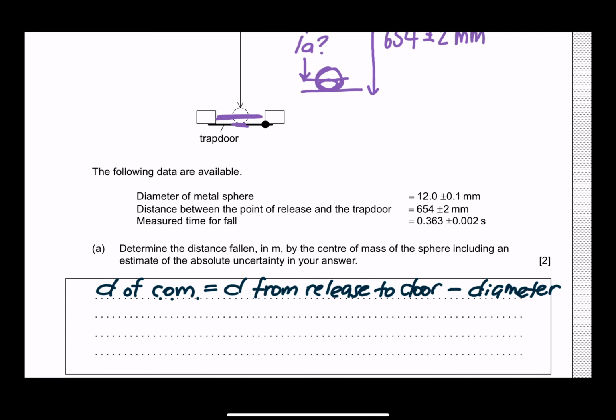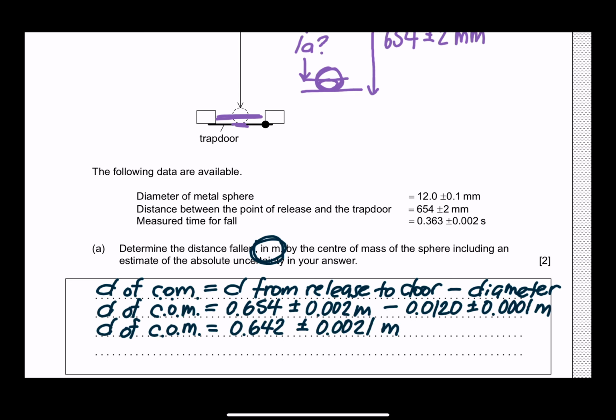Then we need to do the math. But again, this is 2 points. I think maybe it should have been 3 because we had to figure that out. And if you read carefully, it says in meters, whereas the diameter and the distance are given in millimeters. So of course, we're going to need to convert. As I subtract 0.0120 from 0.654, I get 0.642.